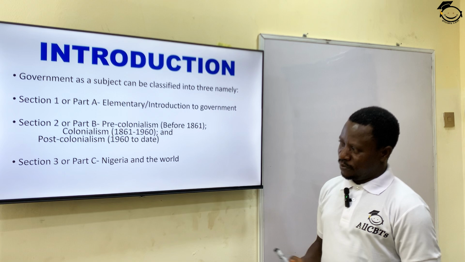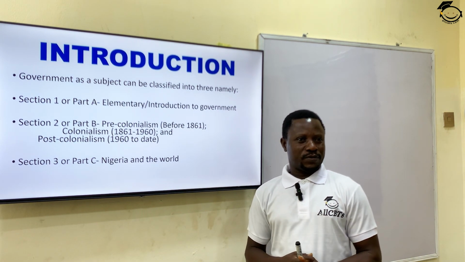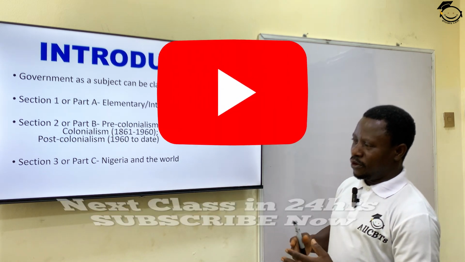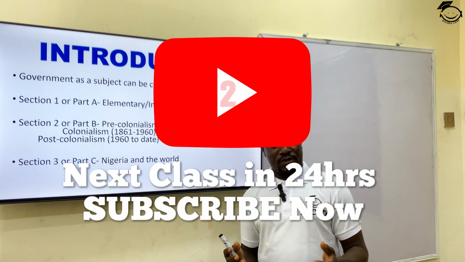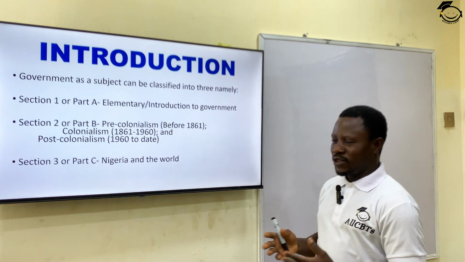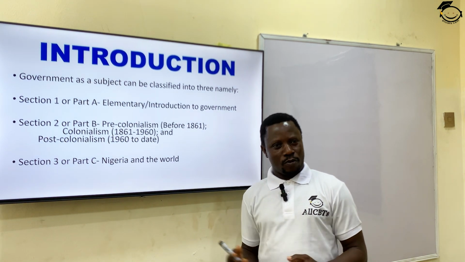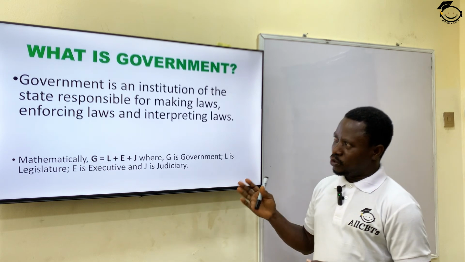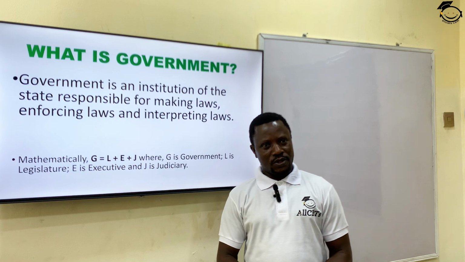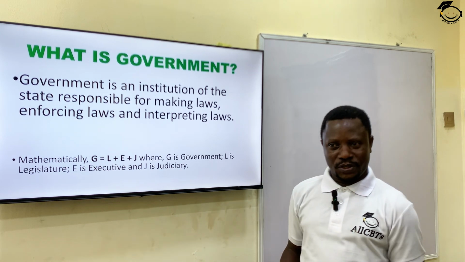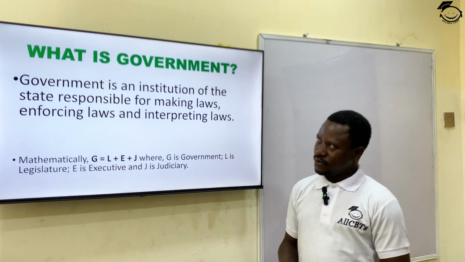The last part of government, which is part C, is what we title Nigeria and the World. In this aspect, you're expected to learn the international relationship between countries. This is also known as current affairs, where we discuss issues that are affecting the world at the moment. Under this section, you're also going to learn about international organizations: United Nations, Commonwealth of Nations, Non-Alignment Movement, AU, ECOWAS, and what have you.